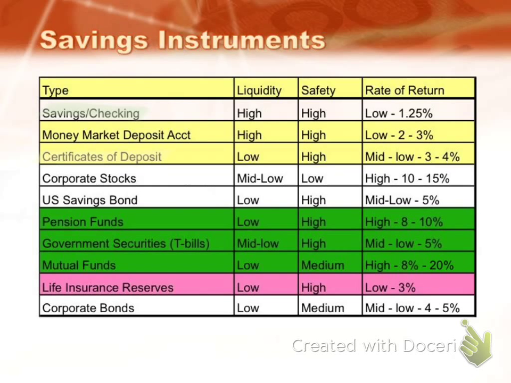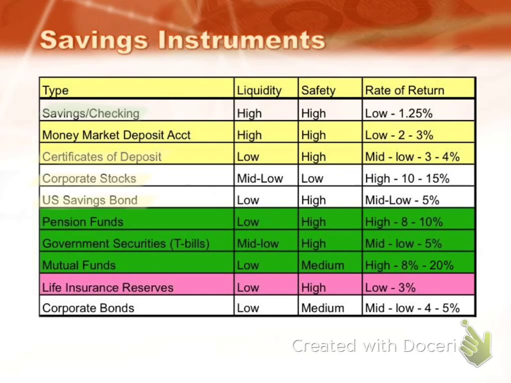Anyway, one of the best places to get started in investing is to look at the corporate stock market, and we'll talk more about that in another video. U.S. savings bonds are also a very stable place to invest. Typically, this is a very old-fashioned way of dealing with things, but U.S. savings bonds have a very consistent rate of return, and the maturity date is very stable.